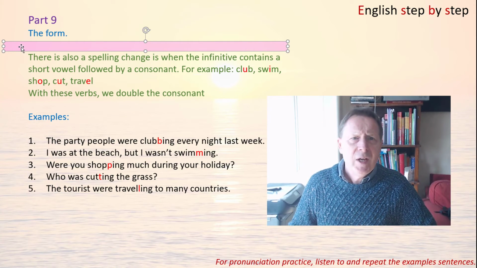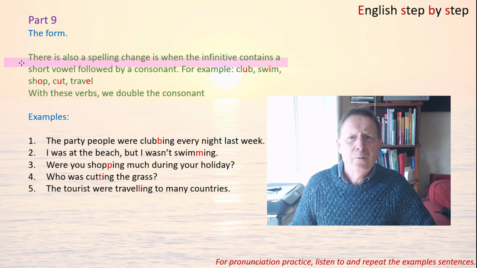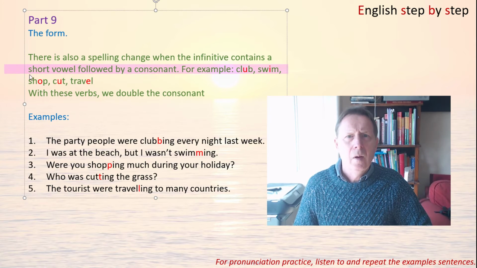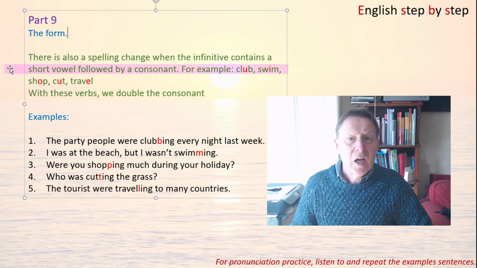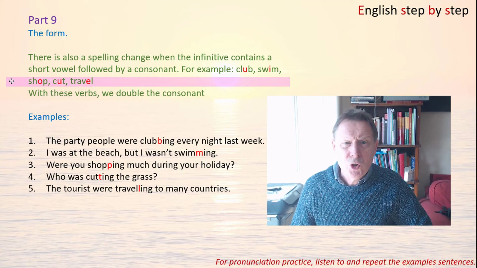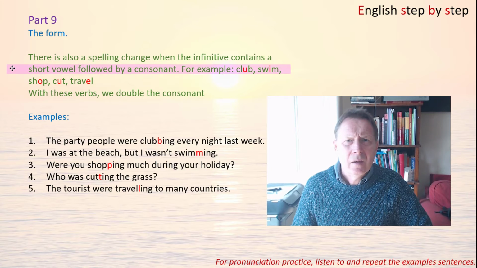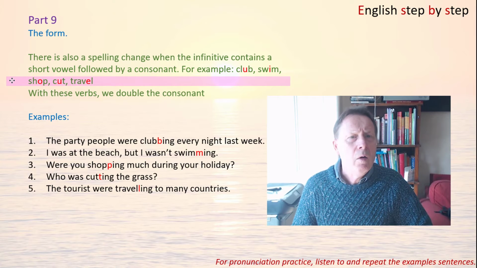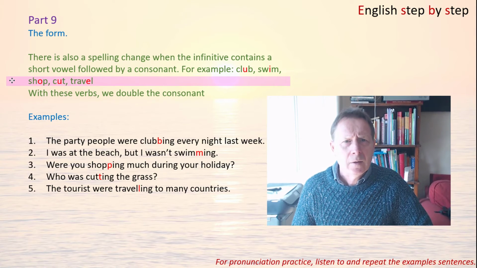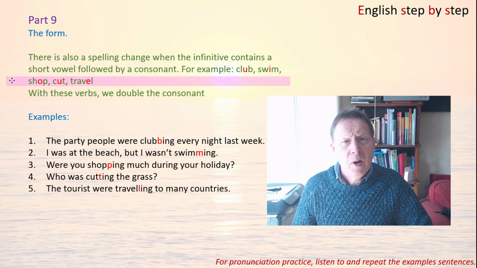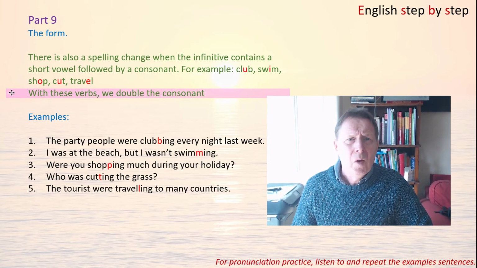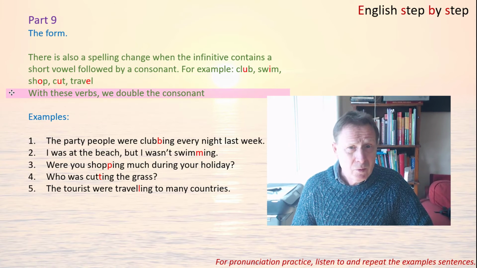There is also a spelling change when the infinitive contains a short vowel followed by a consonant. For example, in verbs like club, swim, shop, cut, travel. You can see the short vowels here. A in club, I in swim, O in shop, U in cut, E in the second part of travel. So all of these are short vowels. With these verbs, we double the consonant.